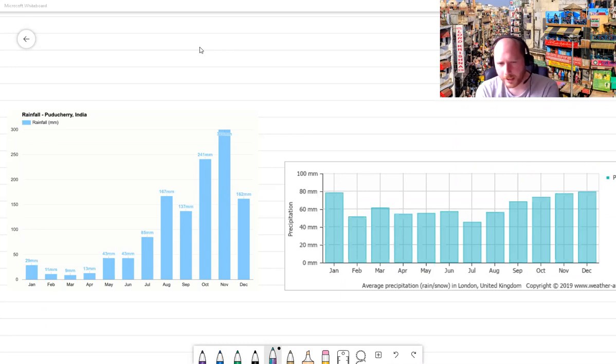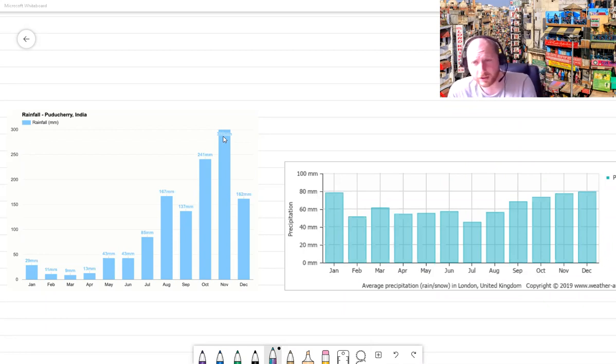So we can see here that the rainfall down in Pondicherry in India is quite low, very low in January, February, March, April. Starts to get a little bit more in May, but not so much. But then when it comes to July, it starts to get more rainy. And by the time it hits November, it is crazy rainy. This is like an average year. Sometimes it's more, sometimes it's less.